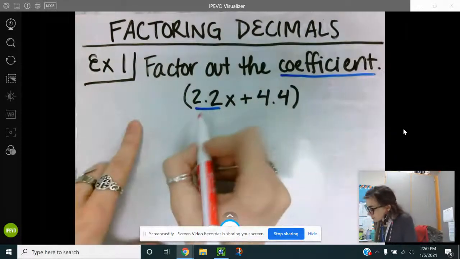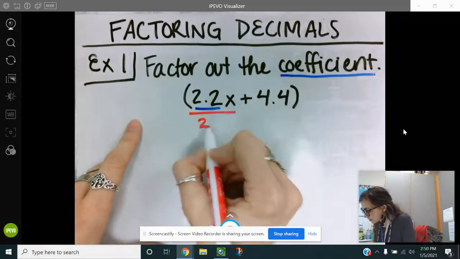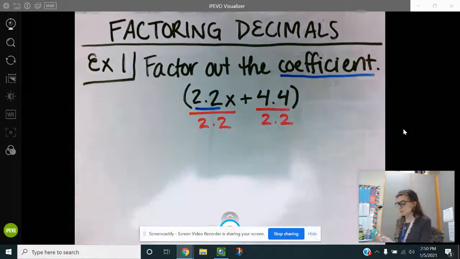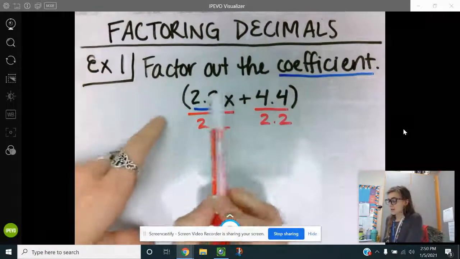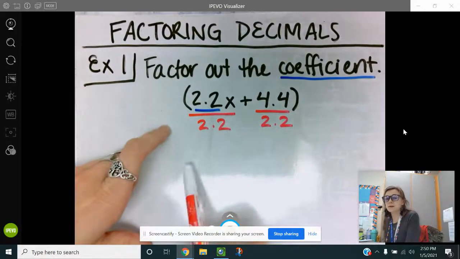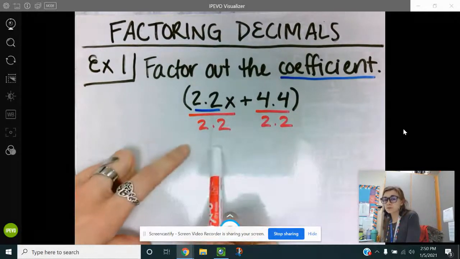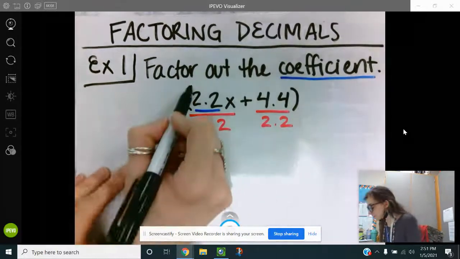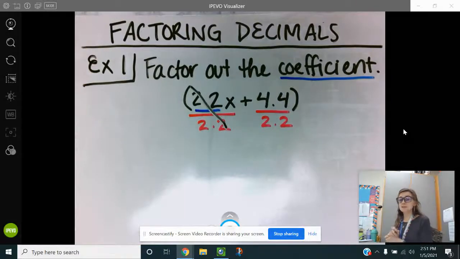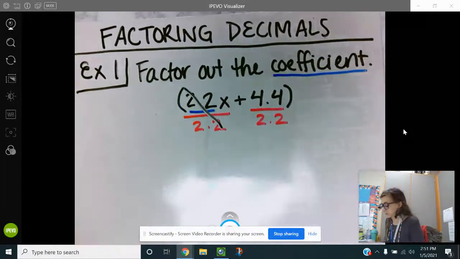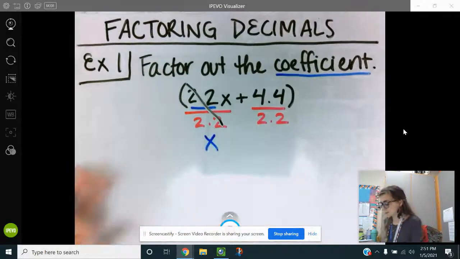That means we need to divide each of these terms by that coefficient, by 2.2. Well, let me save you guys a little bit of trouble here. If you're dividing by the coefficient, it's canceling these out. 2.2 divided by 2.2, anything divided by itself is 1. So that easily just cancels out and we're left with x. I can write it in blue to keep with the theme I've been doing. So x is going to be left here.